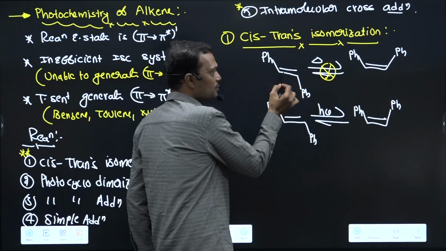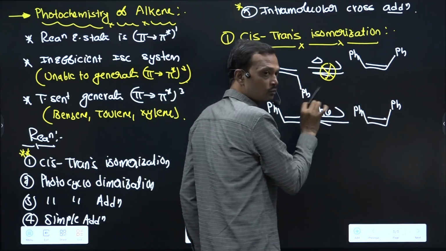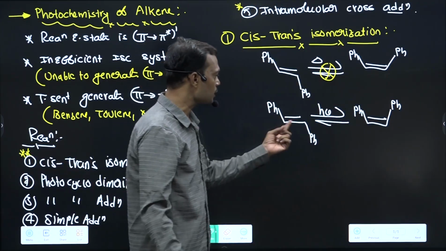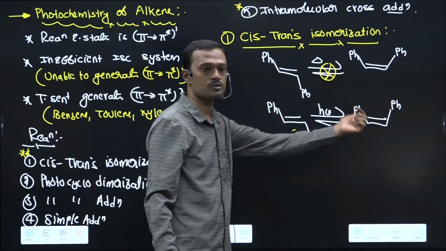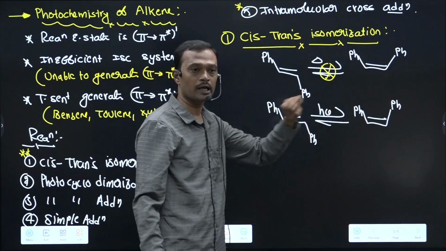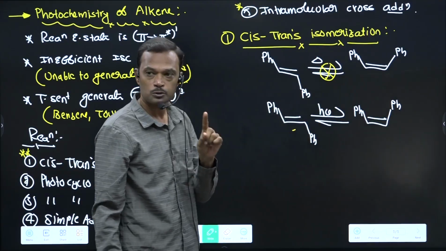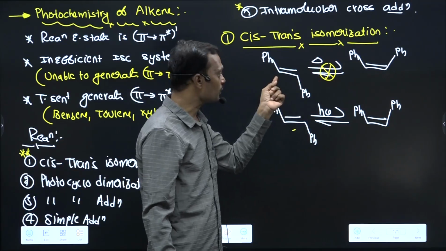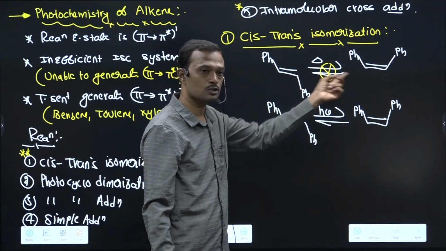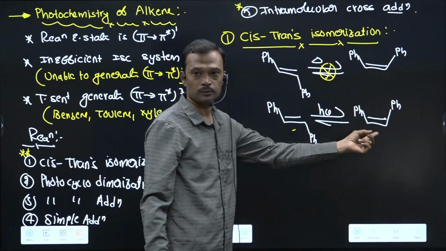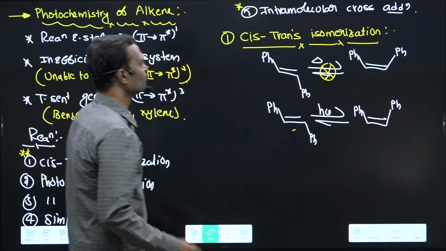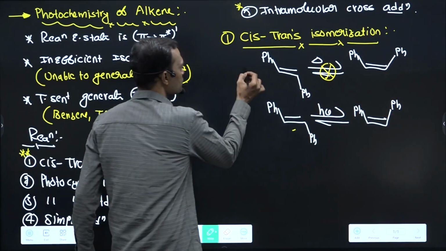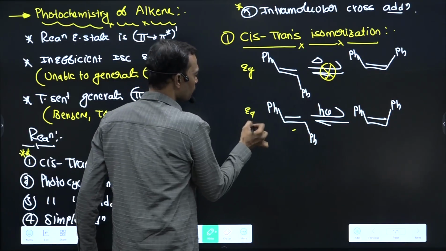So under thermal conditions it is the ground state. At the ground state cis-trans isomers do not exist. We can't convert cis to trans under thermal conditions. Photochemically we can convert the cis isomer into trans and the trans isomer into cis. That's why interconversion of cis-trans is possible photochemically but not thermally. This is a very important point. Thermally it is impossible, photochemically it is possible.